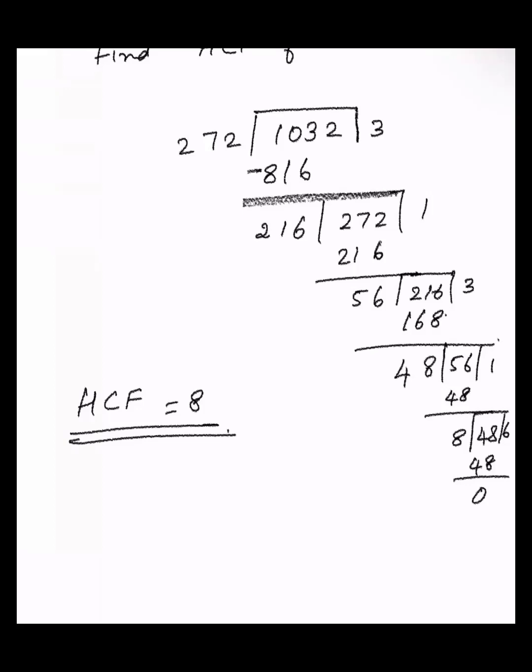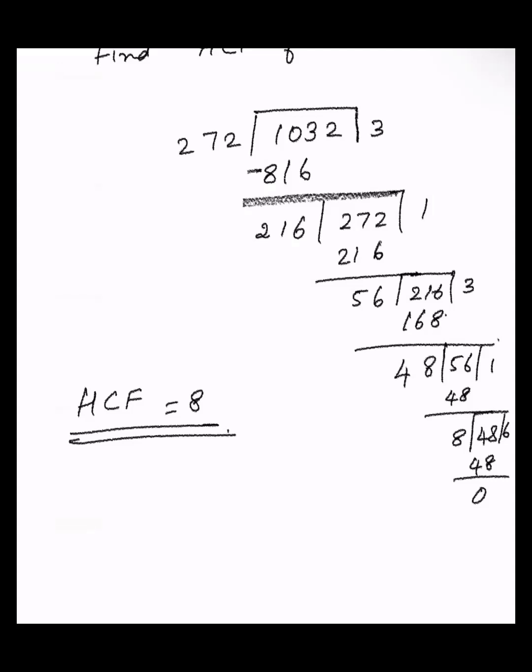When they give you two numbers, take the bigger number and divide it by the smaller number. The remainder becomes the divisor in the next step, and the divisor of the previous step becomes the new dividend. Continue this process till the remainder becomes 0.